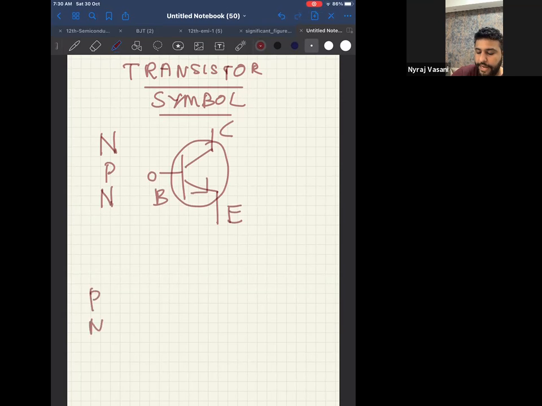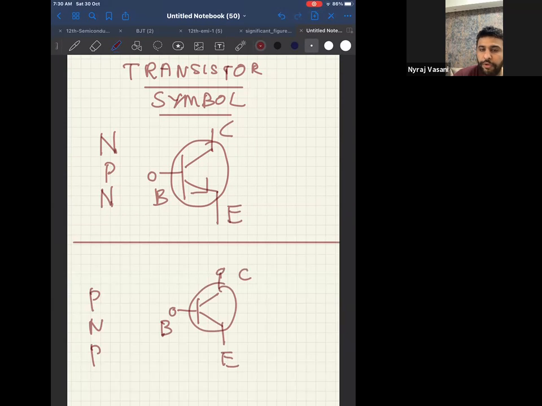And for PNP transistor, it is the same. It is emitter, base, and collector. So for both, this is the same. See here, emitter, base, collector. The only thing that changes is the arrow mark. Here the arrow mark is going away from the base. Here the arrow mark is pointing towards the base. That is the only difference in the symbol.